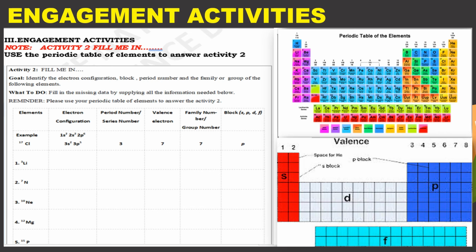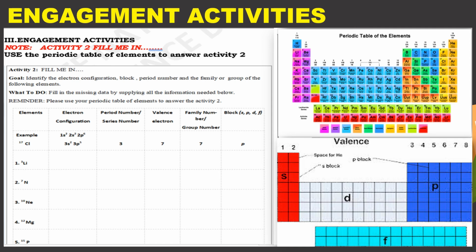So chlorine is your first example. Chlorine 17, the electron configuration of chlorine is 1s2, 2s2, 2p6, 3s2, and 3p5. So, how about the period number? How do you identify the period number? You can check on your periodic table. Chlorine actually belongs in period 3. So, your period number is 3.